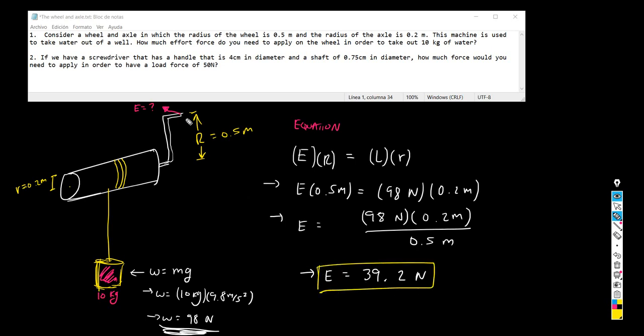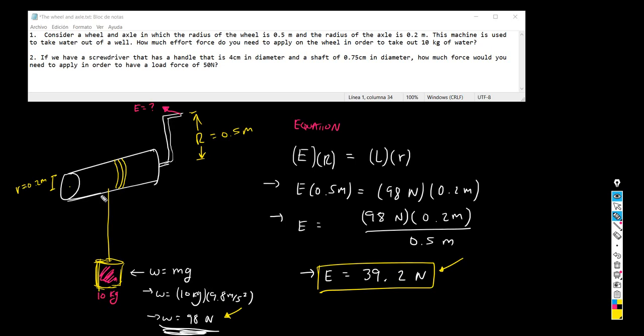So how much effort force do you need to apply? How much force does the user need to apply here in order to raise 98 newtons of water? The user needs 39.2 newtons of force. So like I told you guys, this machine once again allows you to perform a task, which is raising 98 newtons, by applying a much smaller force than necessary.